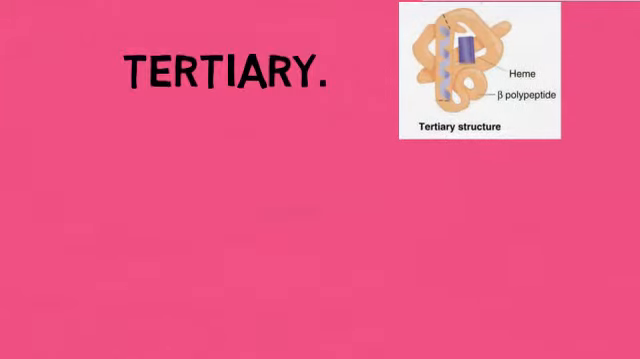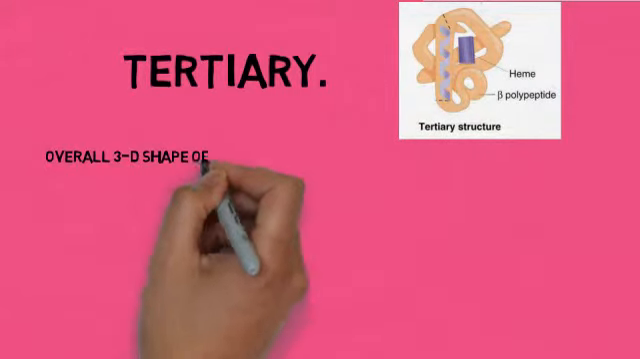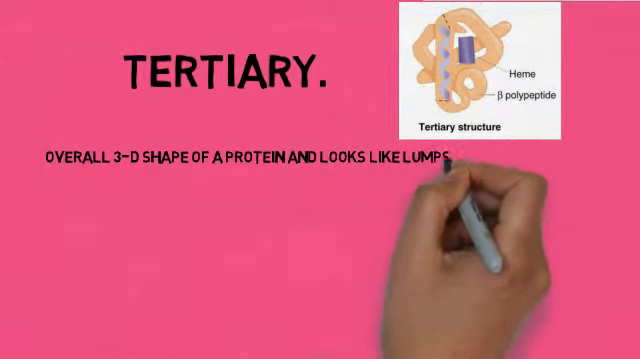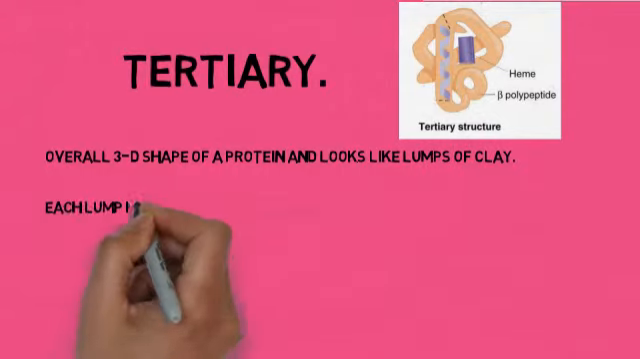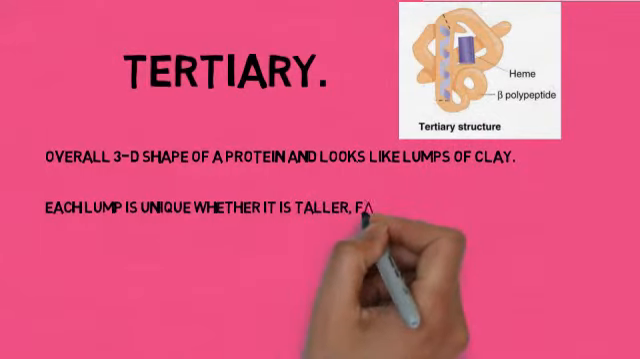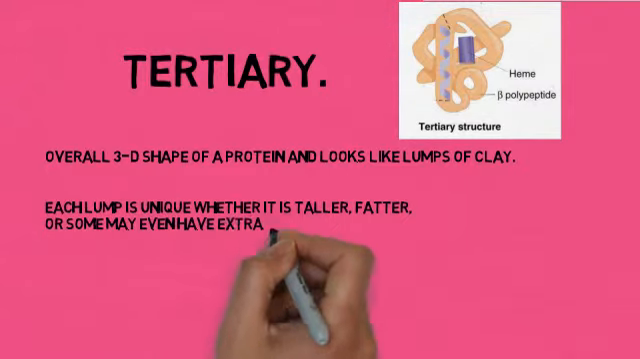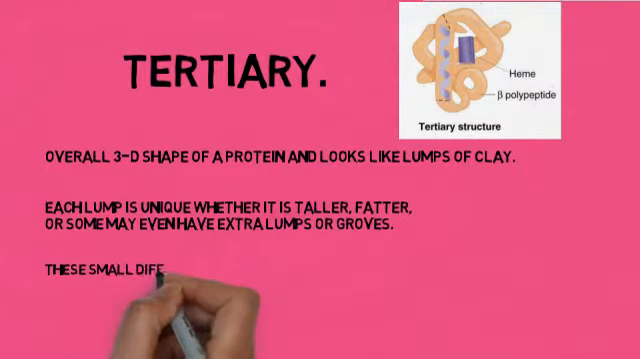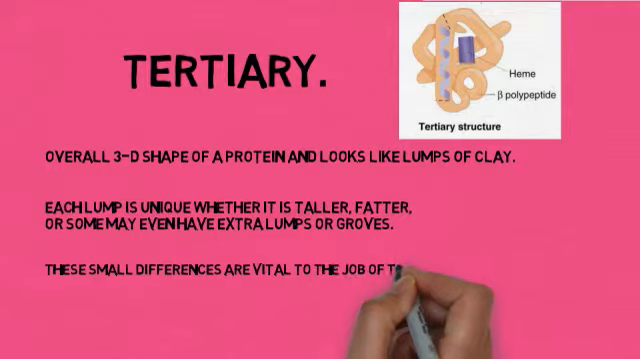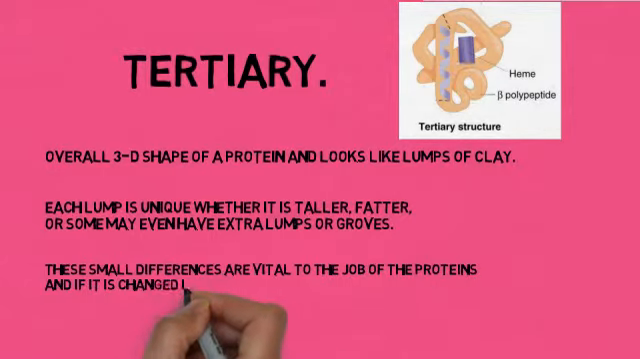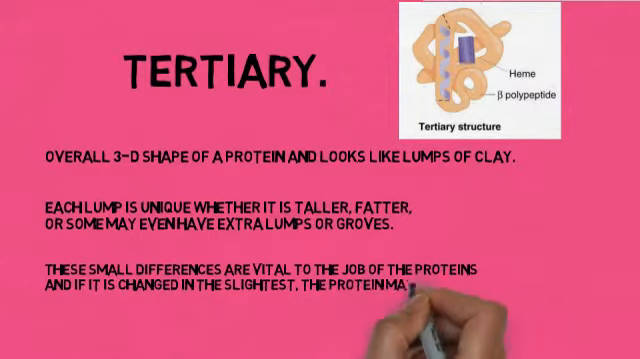The third level is tertiary. It is the overall 3D shape of a protein and looks like lumps of clay. Each lump is unique, whether it's taller, fatter, or some may even have extra lumps or grooves. These small differences are vital to the job of the proteins, and if it is changed in the slightest, the protein may not be able to do its job within the cell.